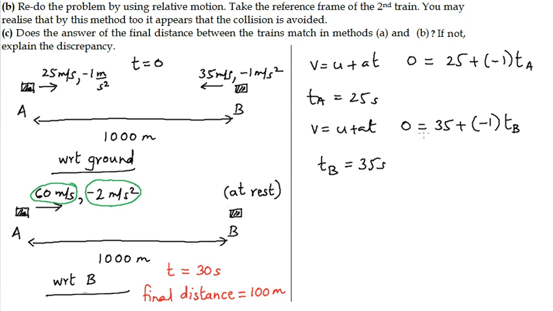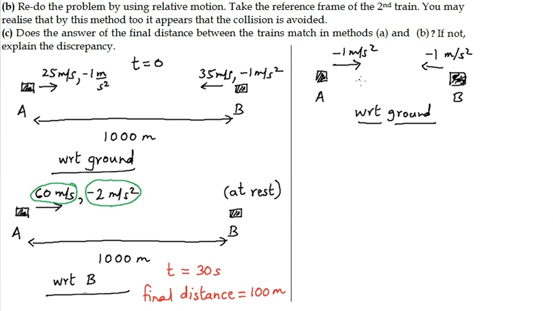Now clearly this means that train A and train B do not stop simultaneously. It is train A which stops first, and after it stops, train B still continues traveling for 10 more seconds. After that, of course, train B also stops, and that is the time when the process finally ends.